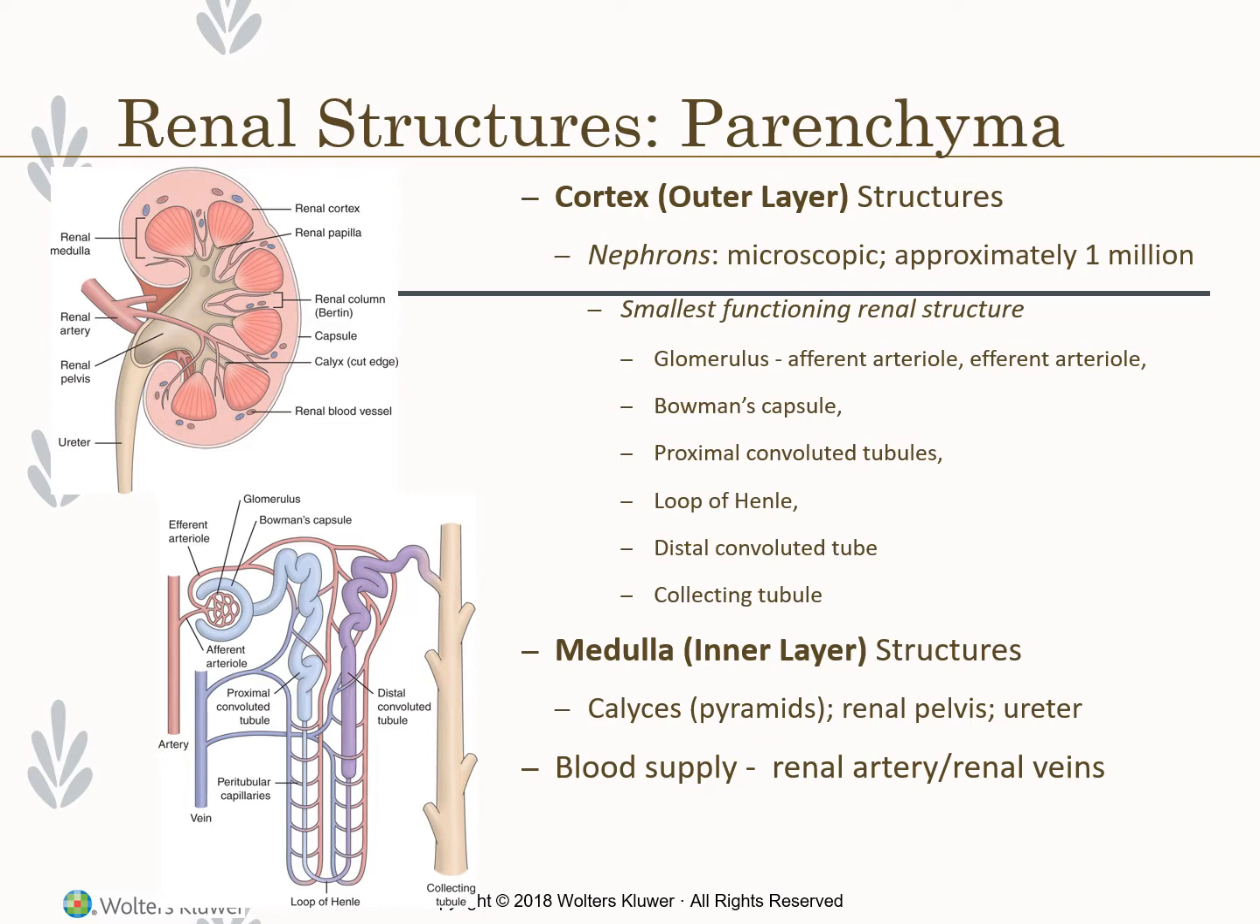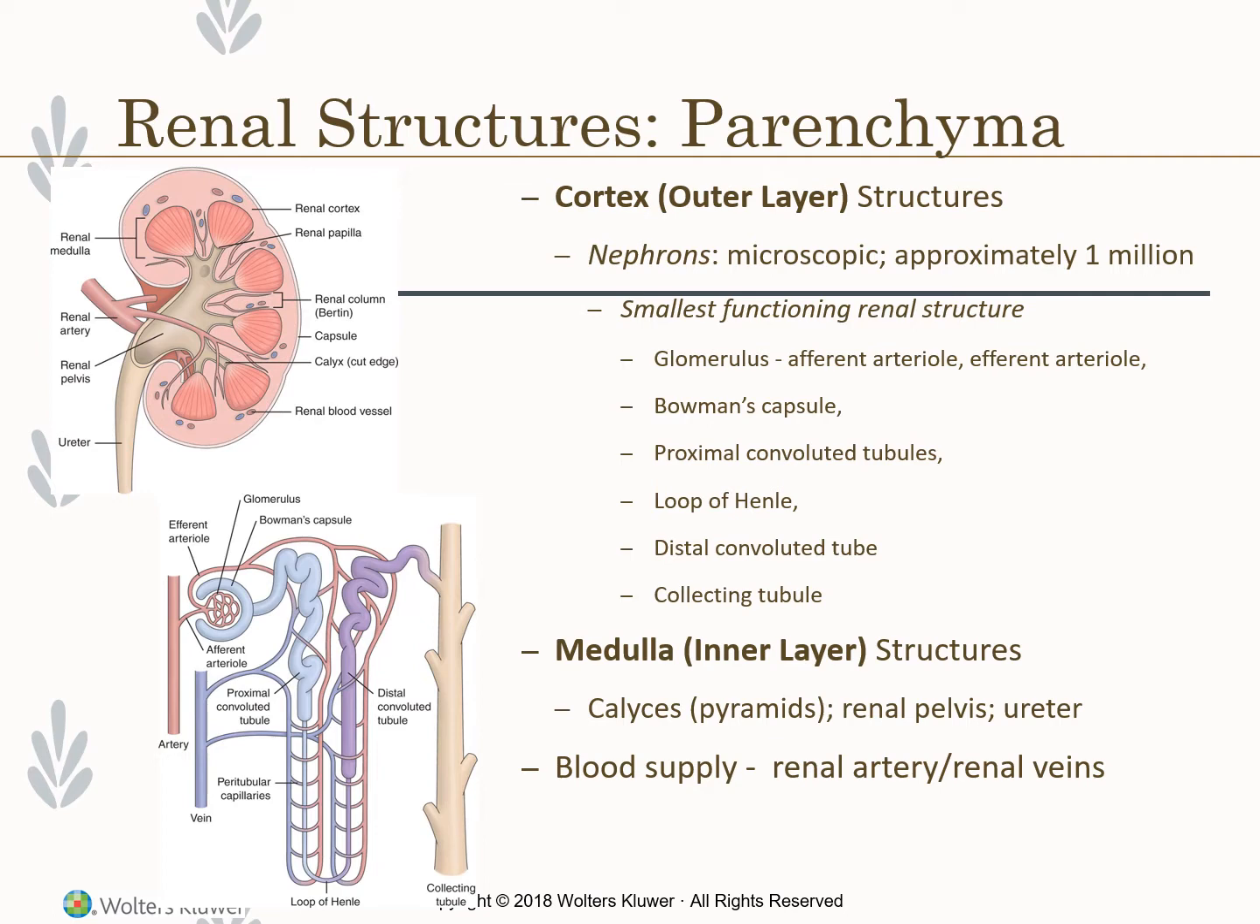First, let's talk about the cortex or outer layer of the kidney. This outer layer, the cortex, includes the nephrons. They're microscopic. There are approximately 1 million of them. They're the smallest functioning renal structure. Inside of the nephrons, you have glomerulus, you have an afferent arteriole and an efferent arteriole, Bowman's capsule, proximal convoluted tubules, the loop of Henle, and the distal convoluted tube, and the collecting tubule. These are all inside the cortex, the outer layer of the kidney.